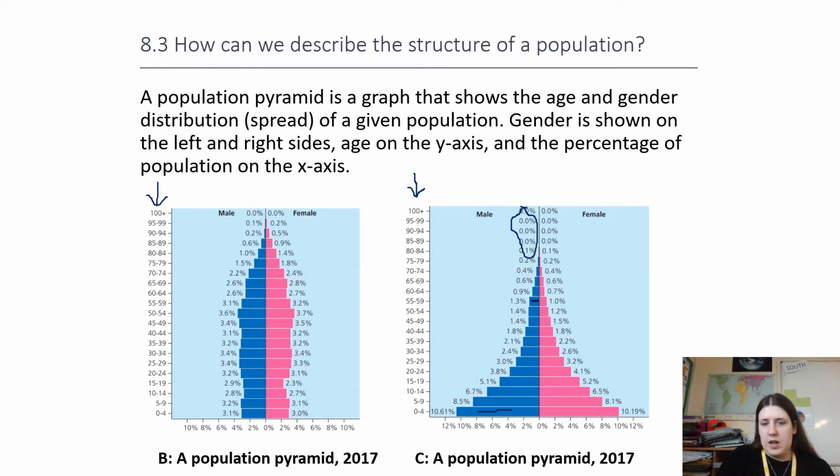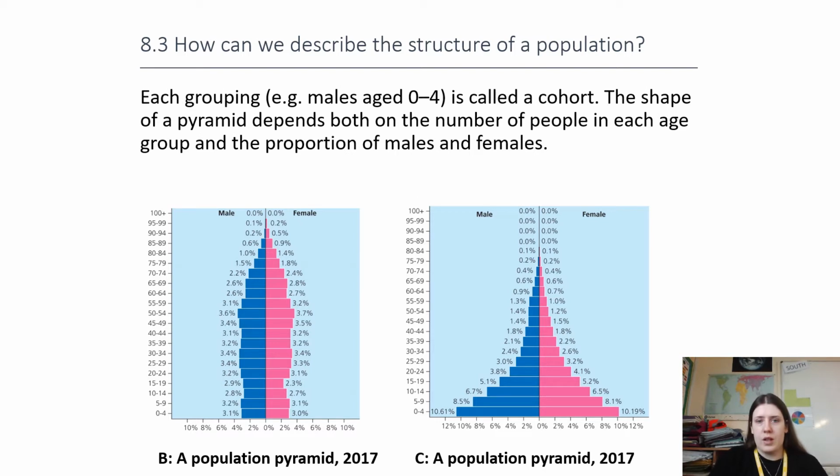You can see that in this population pyramid, 10.61% of the whole population are boys who are aged 0 to 4. Each grouping is called a cohort, so this 0 to 4 male would be a cohort.